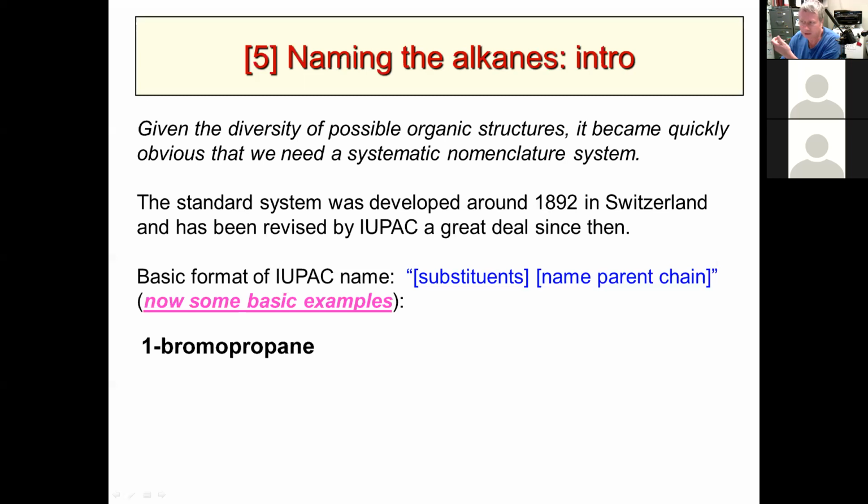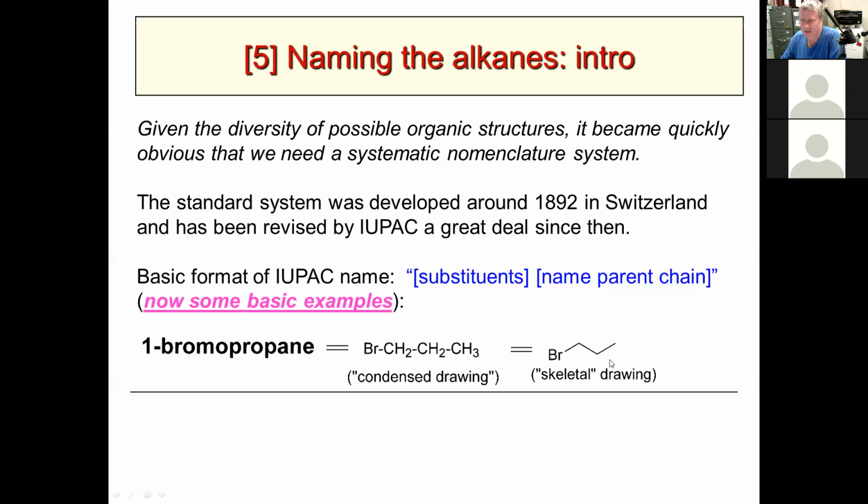I can't see chat, so you guys all know. Say it. Somebody say it. 3. Yes. Okay. So what do you think 1-bromopropane means? Maybe it's 3 carbons with a bromine on carbon number 1. That's condensed. Actually, condensed would be no lines. But skeletal. We love skeletal, right? So that's 1-bromopropane.